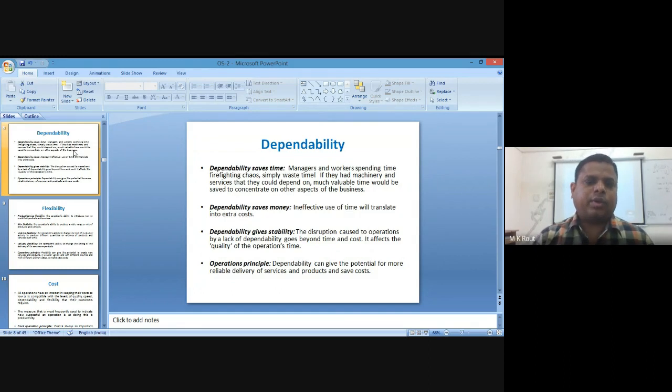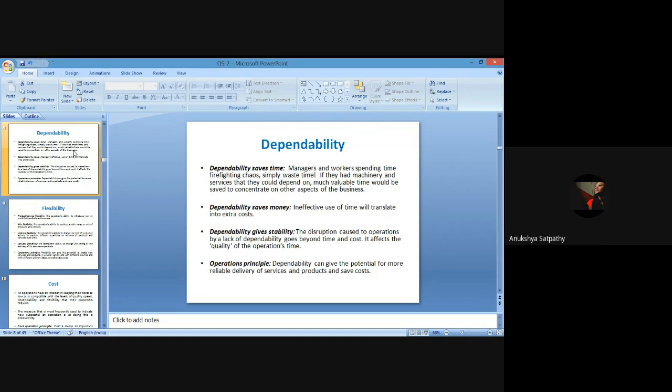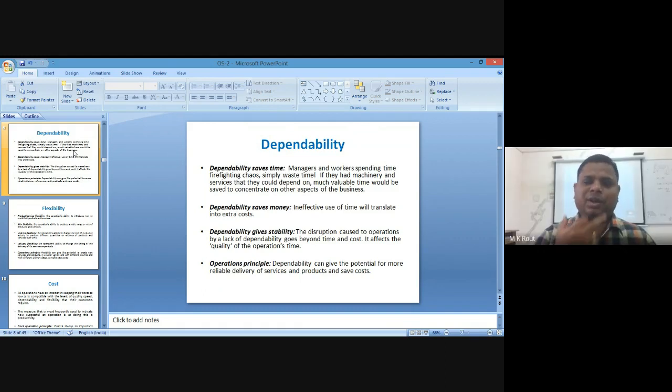Okay, if you go to the summary of dependability will save time. If you go to point number one, managers and workers spending time firefighting issues. If you go to any kind of organization, suppose in your industrial visit, you have already visited Shakti Sugar. Yes or no? No, sir. We have gone to Akshaya Patra. Yes, sir. Akshaya Patra Foundation. Okay, in the case of Akshaya Patra Foundation, that is run by your ISKCON NGO.